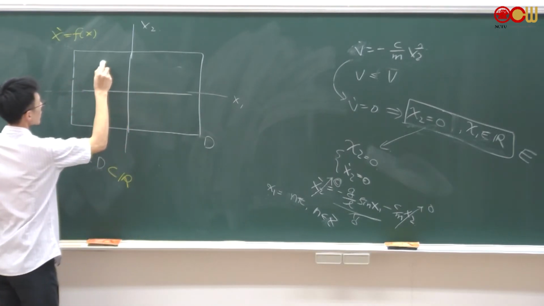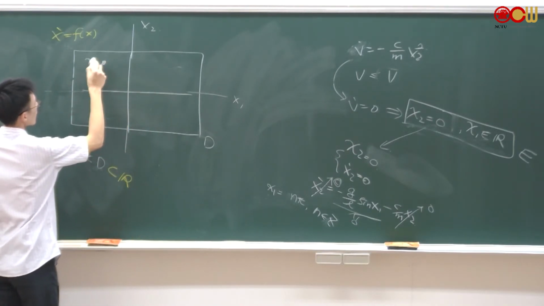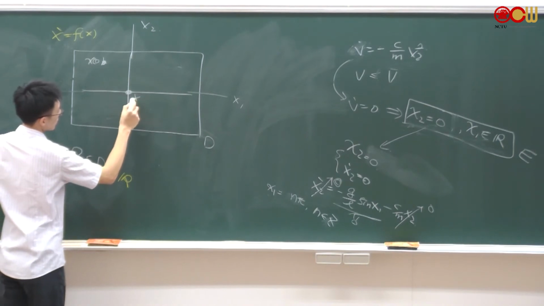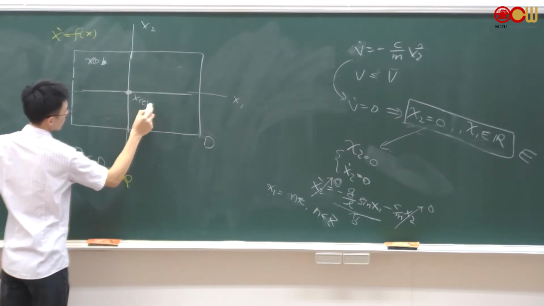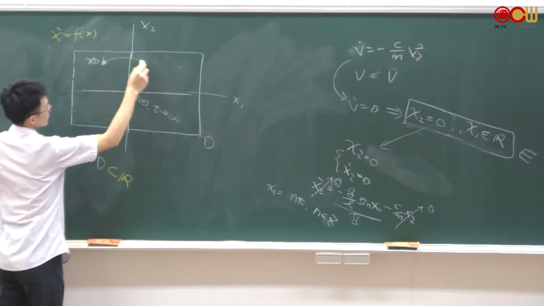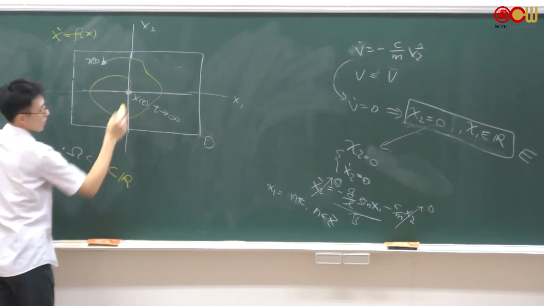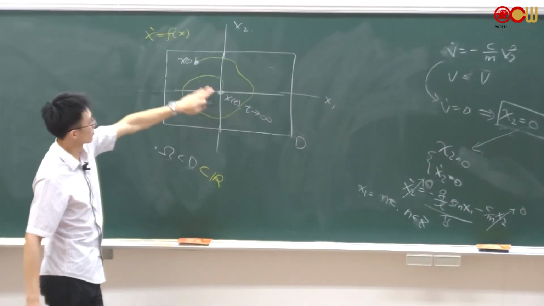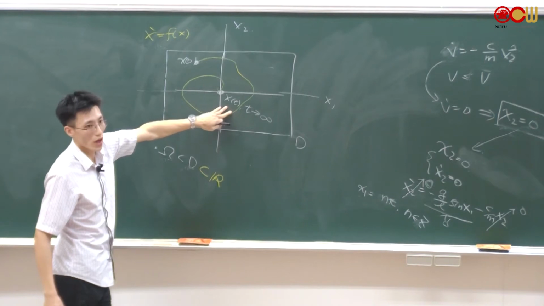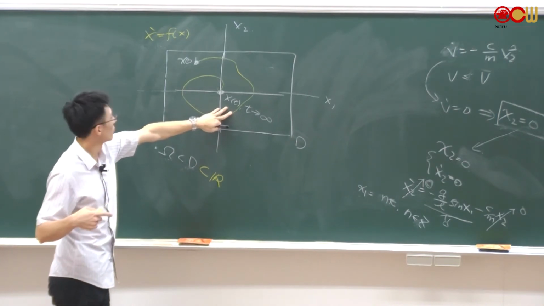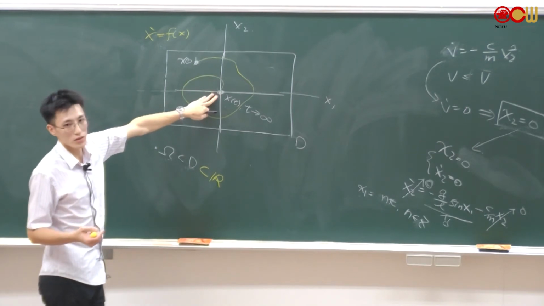So if you start from here, you know eventually it will reach here. But the transient response is missing, okay? You don't know what happened from t equal to 0 to t to infinity. You don't know what happened in between because that requires knowledge of the solution. But you know eventually it will converge to the equilibrium point.